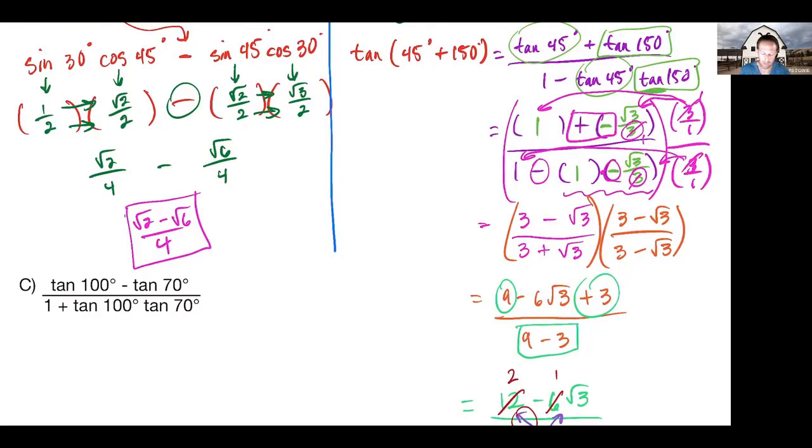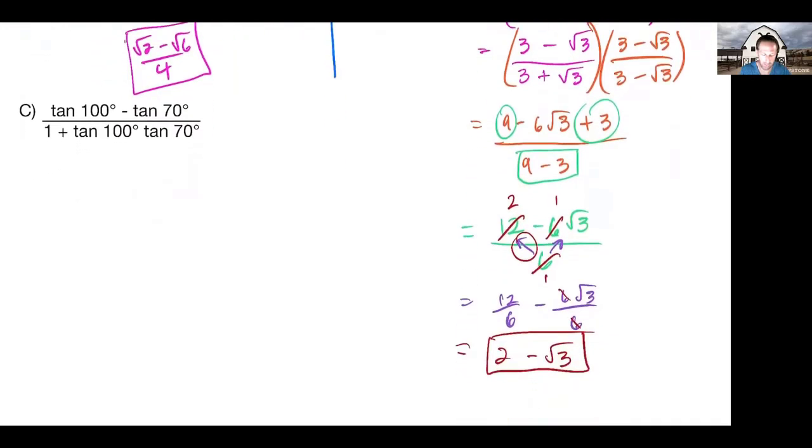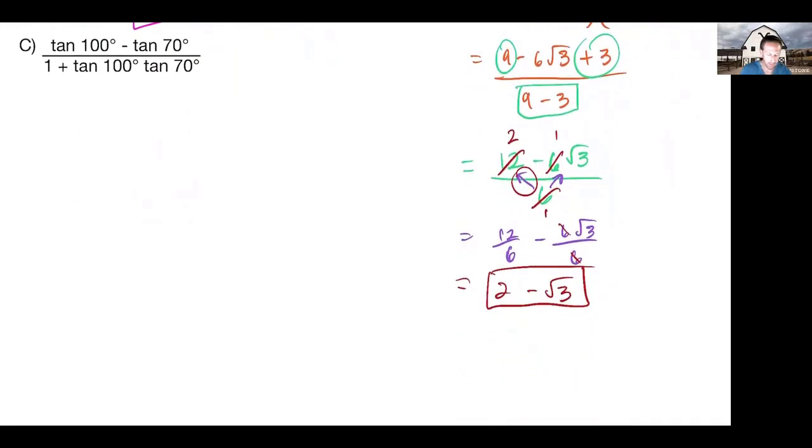Okay? So the last one I'd like you guys to try before we move on to example 2 is right here. And notice it already looks familiar. So go ahead and pause it, give it a try if you'd like. Otherwise, here we go.